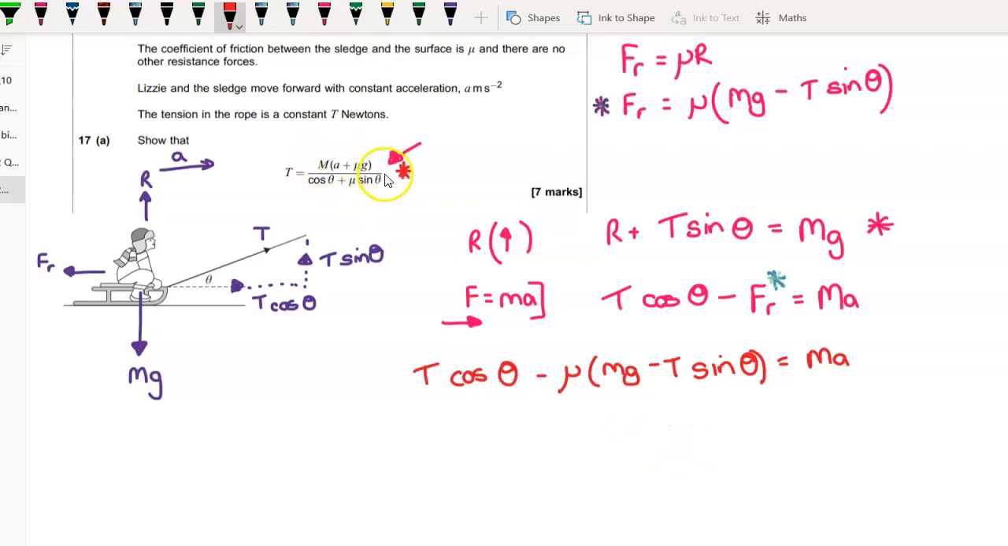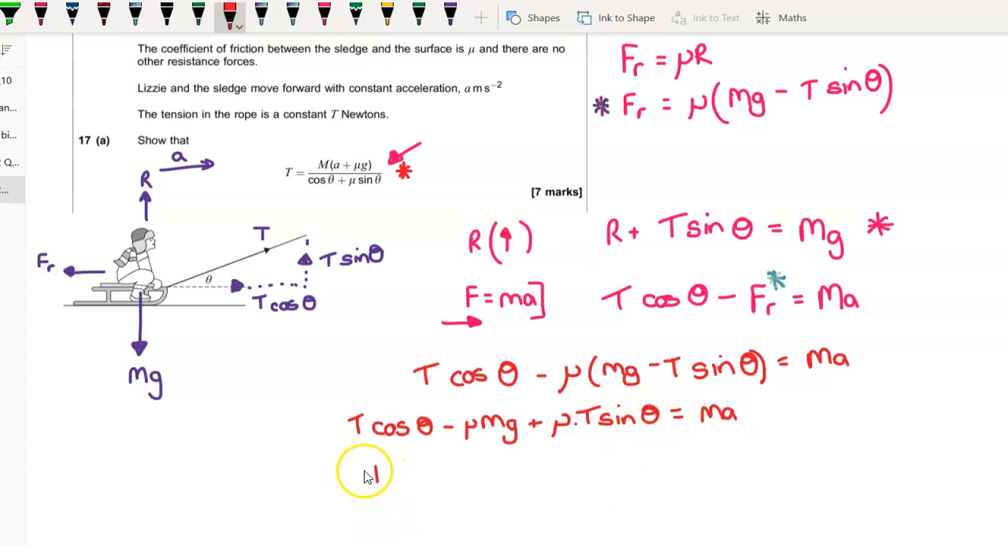Clearly all your m terms need to be on one side and all your T's on the other. So let's expand that bracket. We've got T cos theta minus mu mg plus mu times T sine theta. We've got a minus and minus, so that's making that a plus there.